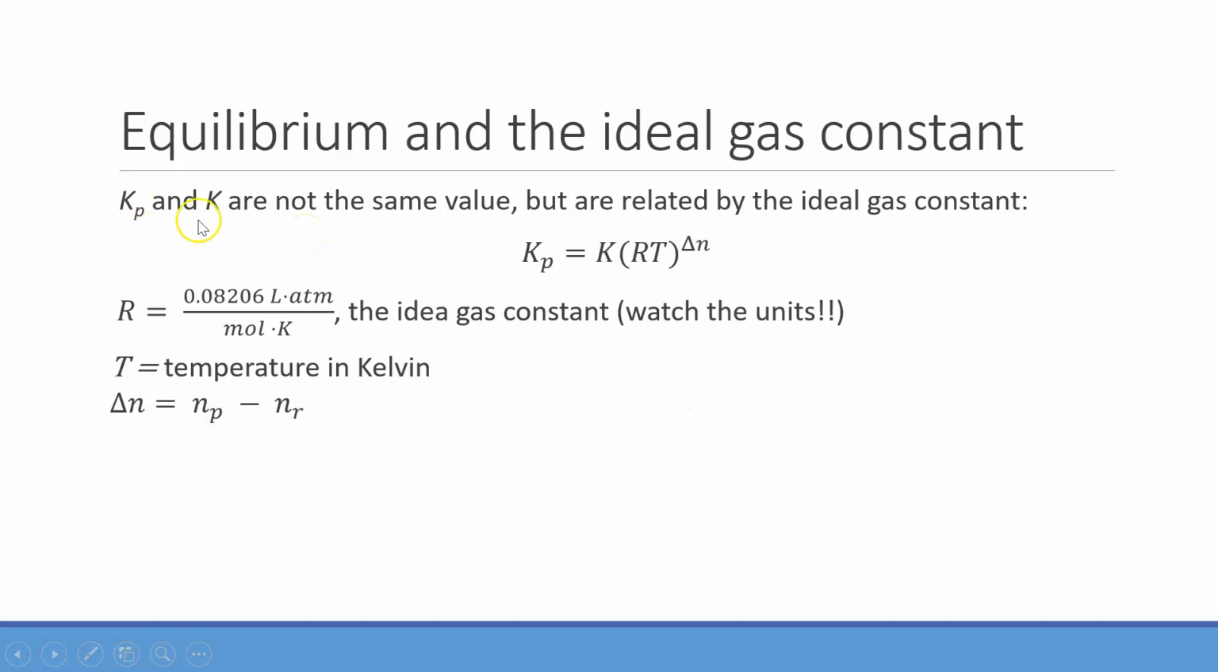So these two values get related by the ideal gas constant. Kp, if you're going to use partial pressures, is equal to K times RT raised to the delta n, where our R value is 0.08206 liter atmosphere per mole Kelvin. So this is the ideal gas constant. Watch the units. Make sure you're using the one with the correct units. So you want the liter atmosphere per mole Kelvin one. T is the temperature in Kelvin, and delta n is the change in moles. So this would be the moles of product minus the moles of reactant.